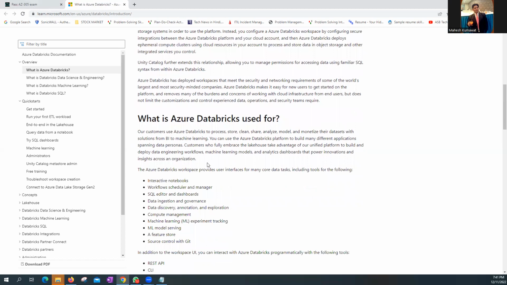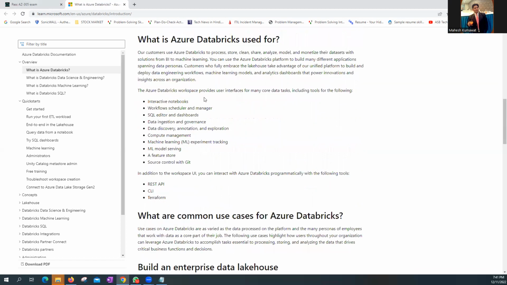From the customer's point of view, Databricks is going to store, clean, share, analyze, and model, providing all those things into your databases. And there are some benefits: Databricks provides machine learning models, a feature store will be there, and source control with Git. We are going to connect to Databricks by REST API, CLI, and Terraform.